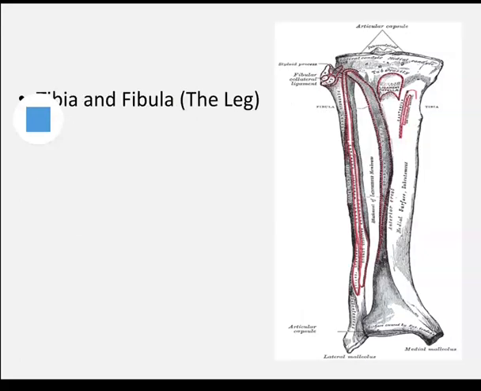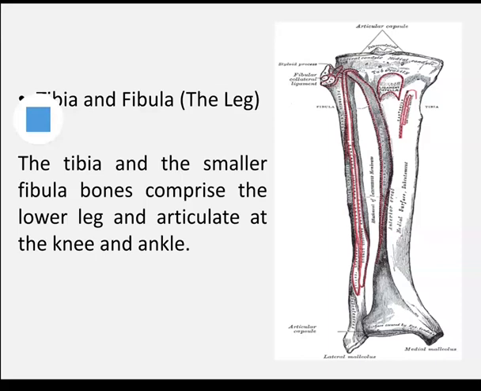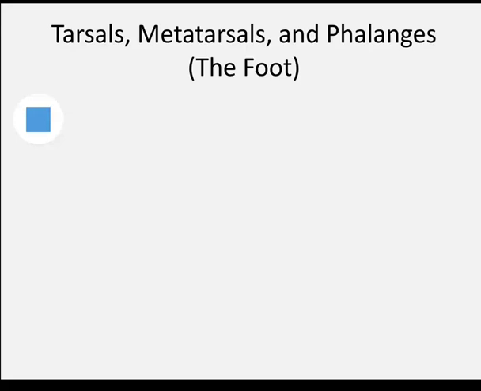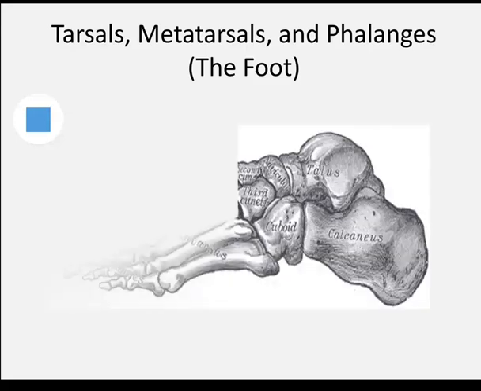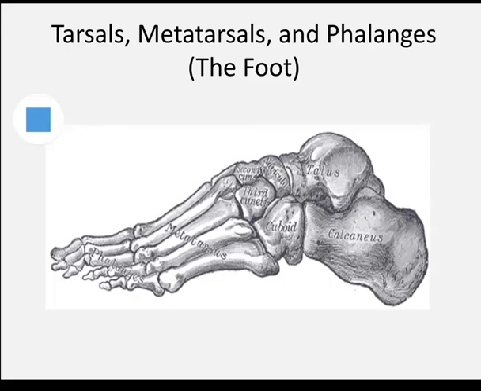Then next is tibia and fibula. Both bones are fused together. The tibia and the smaller fibula bones comprise the lower leg and articulate at the knee and ankle. Okay. The tarsals, metatarsals and the phalanges. So tarsals, metatarsals and phalanges bones are here.